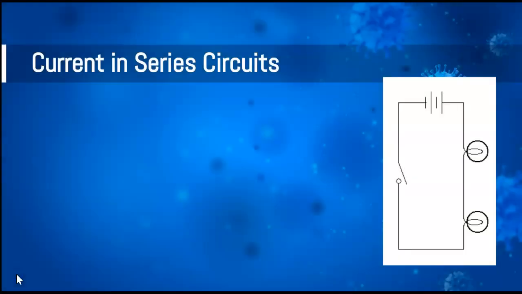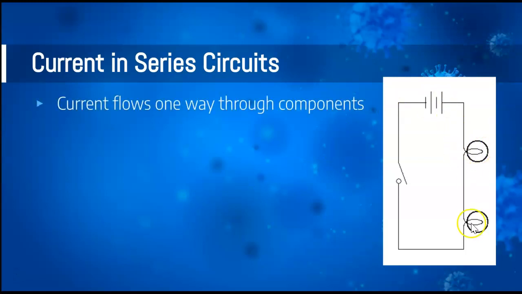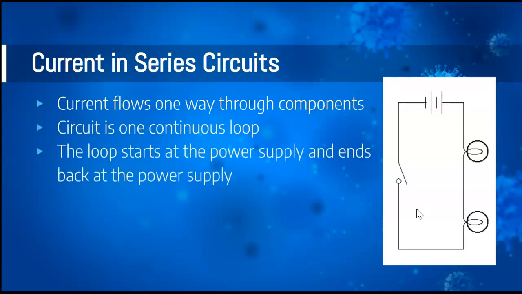Okay, so let's look at current in series circuits and voltage in series circuits first, and then we'll look at both of them in parallel circuits. So here's a series circuit on the right. We've got a battery, we've got a couple of lamps, and we've got a switch. Now, in a series circuit, a reminder, the current flows one way through all of the components, and it is one continuous loop. It starts at the power supply and ends back at the power supply.